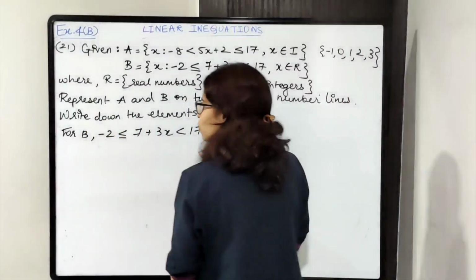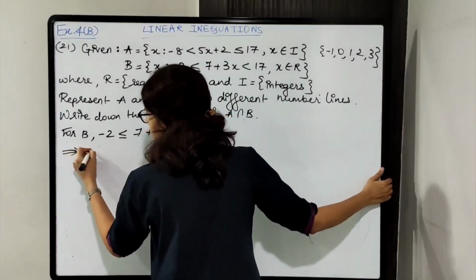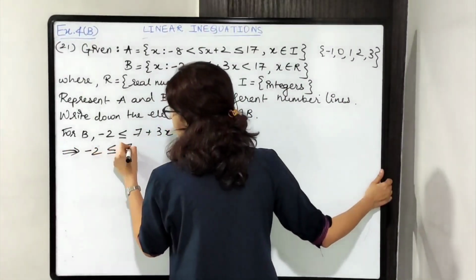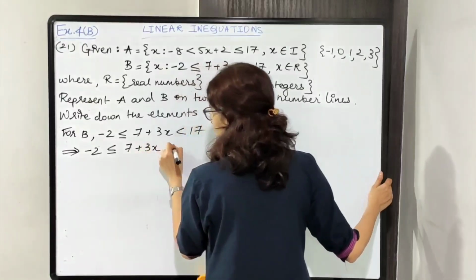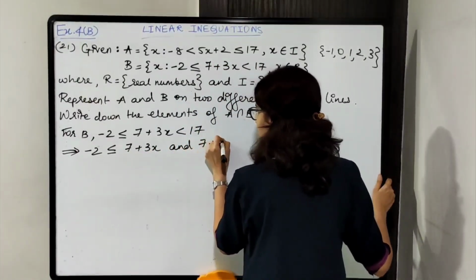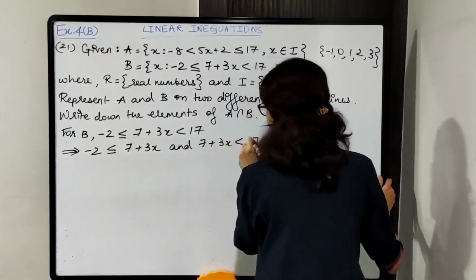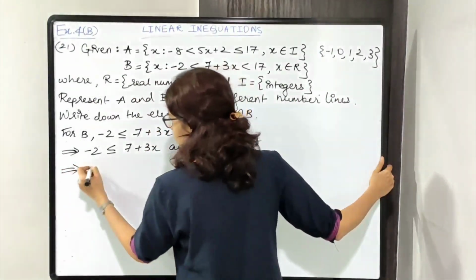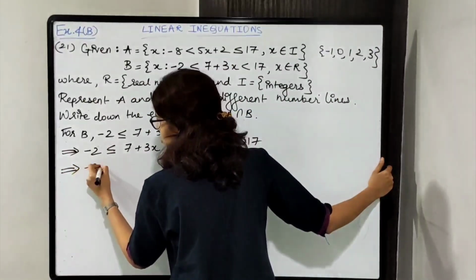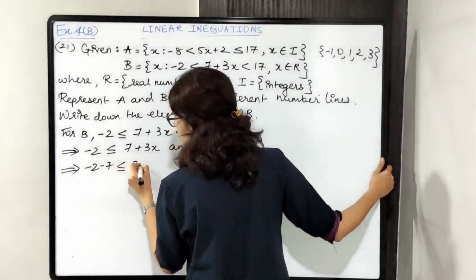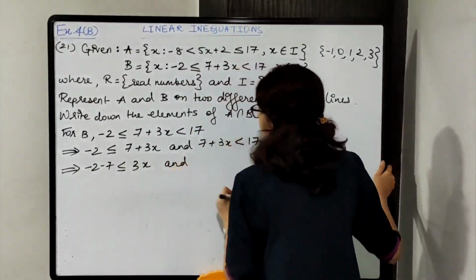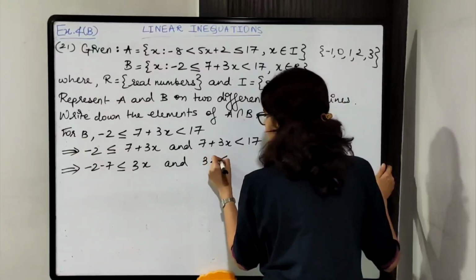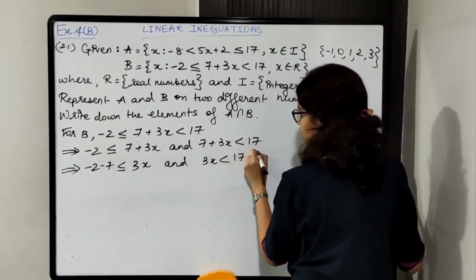Okay, so -2 ≤ 7 + 3x, and 7 + 3x < 17. So shifting 7 over here, -2 - 7 ≤ 3x, and 3x as it is, shifting 7 to the other side, 17 - 7.